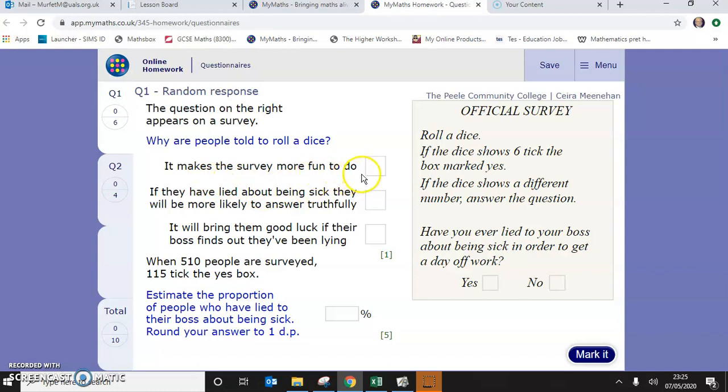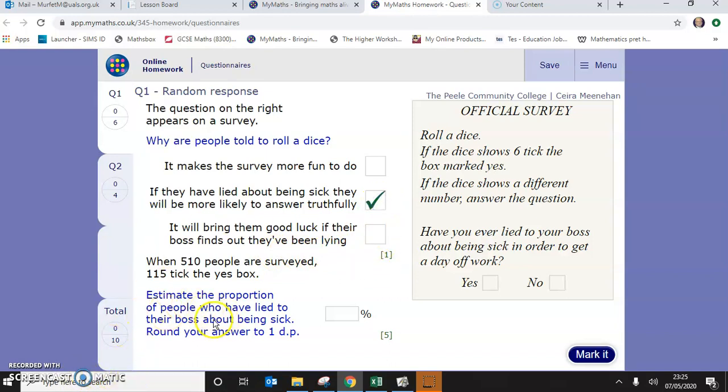It makes the survey more fun to do. If they have lied about being sick, they will be more likely to answer truthfully, because the boss doesn't know if you're one of the ones that the dice has shown a 6, which gives you permission to do that, and it's not actually telling a lie. Okay, and then it will bring good luck if their boss finds out they've been lying. No, so it's going to be the middle one.